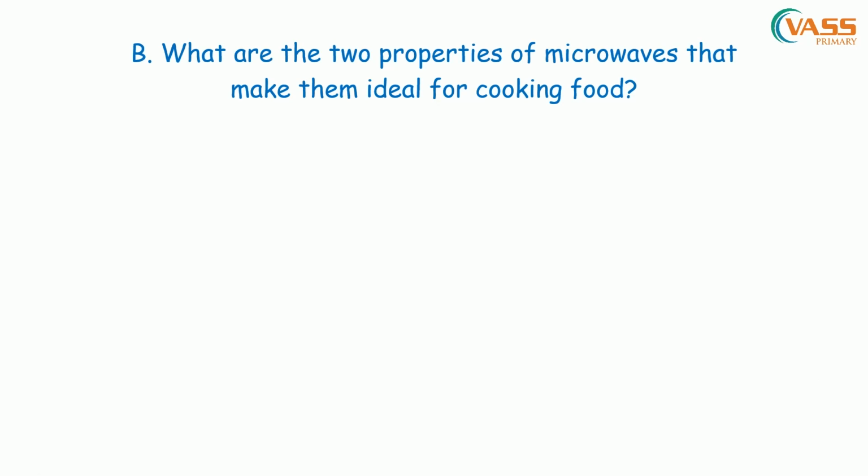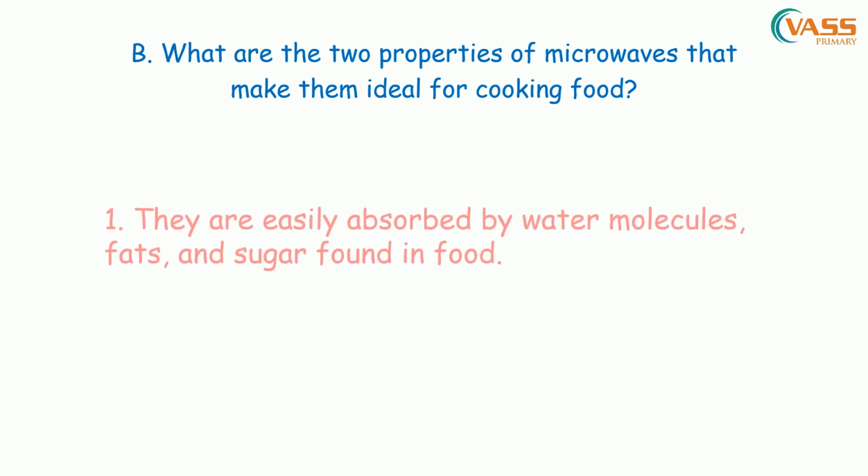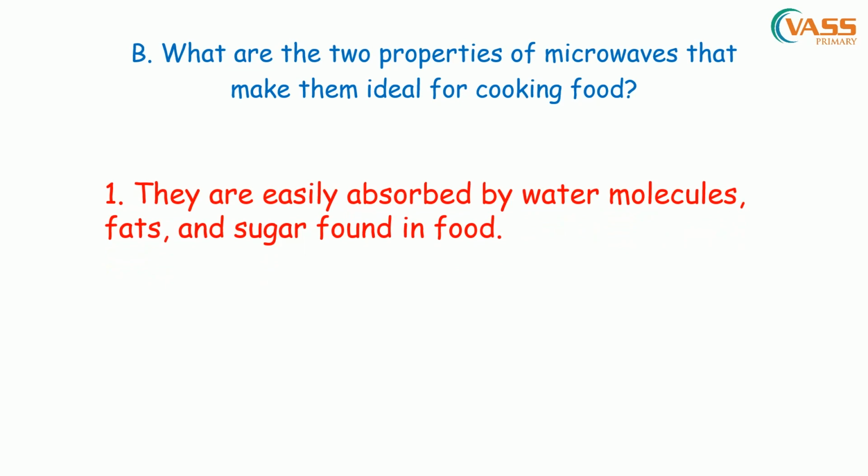Now, remember the 2 properties? What are the properties that make microwaves ideal for cooking food? What does it do? What happens with water molecules? You're right. First, they are easily absorbed by water molecules, the microwave energy. Also, fats and sugars found in food absorb the energy very well.